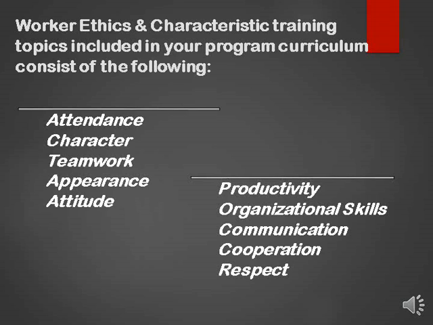Worker ethics and characteristics training topics included in your program curriculum consist of the following: attendance, character, teamwork, appearance, attitude, productivity, organizational skills, communication, cooperation, and respect. Please remember that you are graded on these areas and that you are expected to participate in any activities associated with these topics.